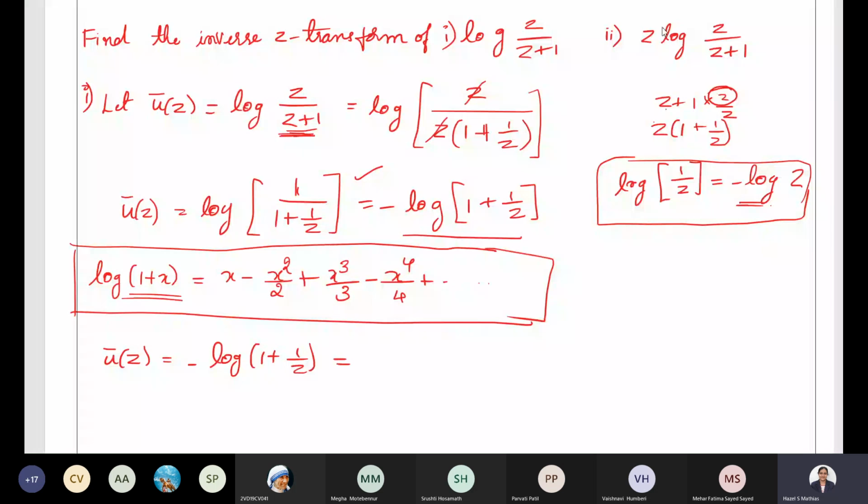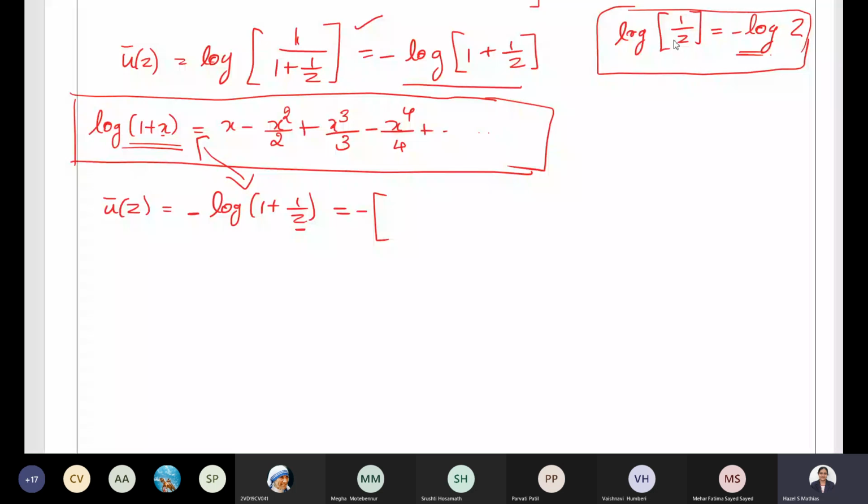That is equal to, apply this formula. In place of x what we have? 1 by z we have. Compare these two. Log 1 plus x is x minus x square by 2 plus x cube by 3 minus x power 4 by 4. In place of x we have 1 by z. Here there is a negative sign outside. So the expansion is 1 by z minus half times 1 by z whole square, plus 1 by 3 into 1 by z whole cube, minus 1 by 4 into 1 by z whole power 4 plus etc. This is an infinite series.